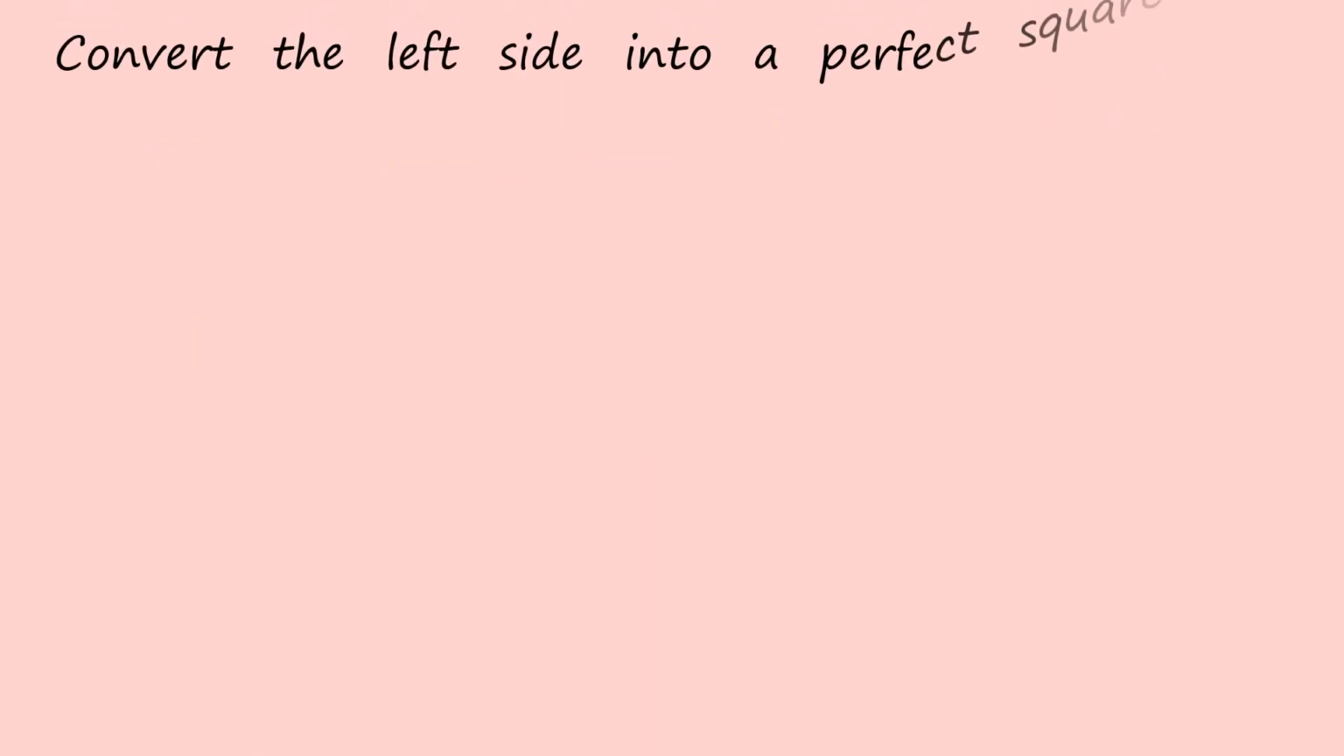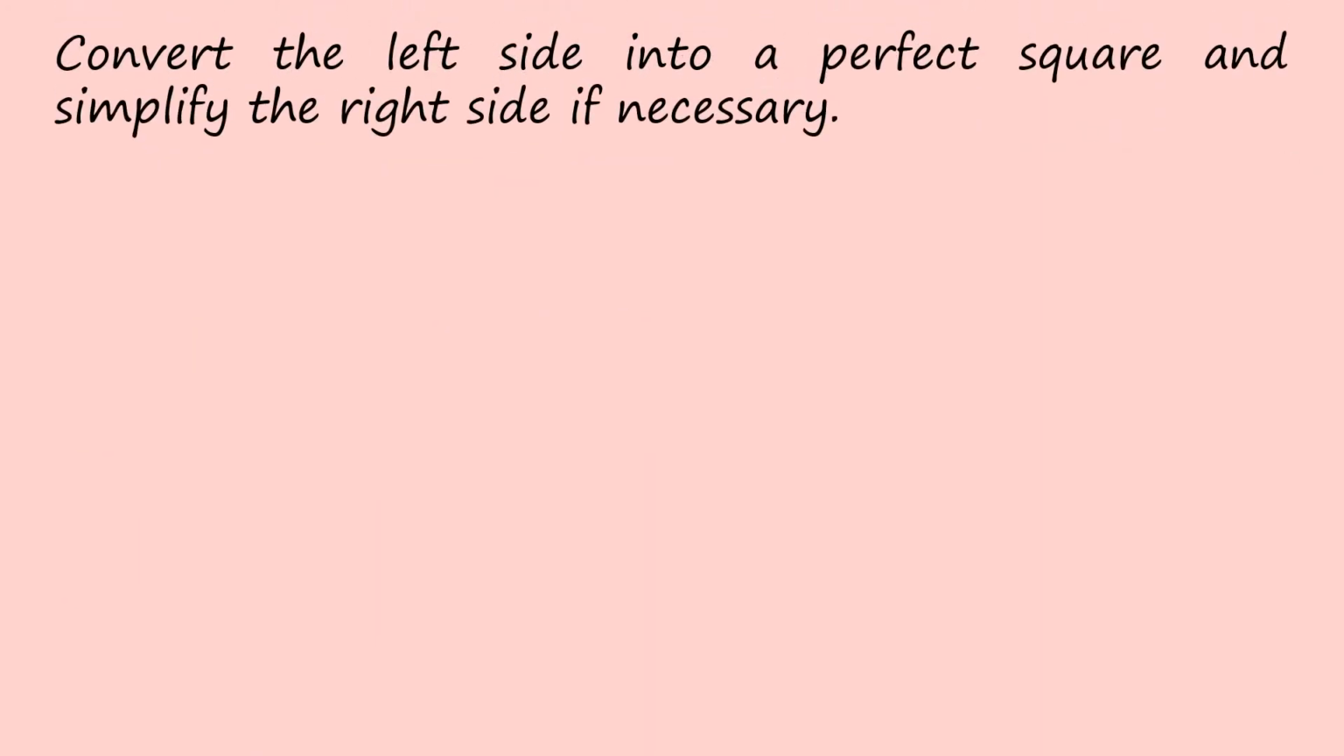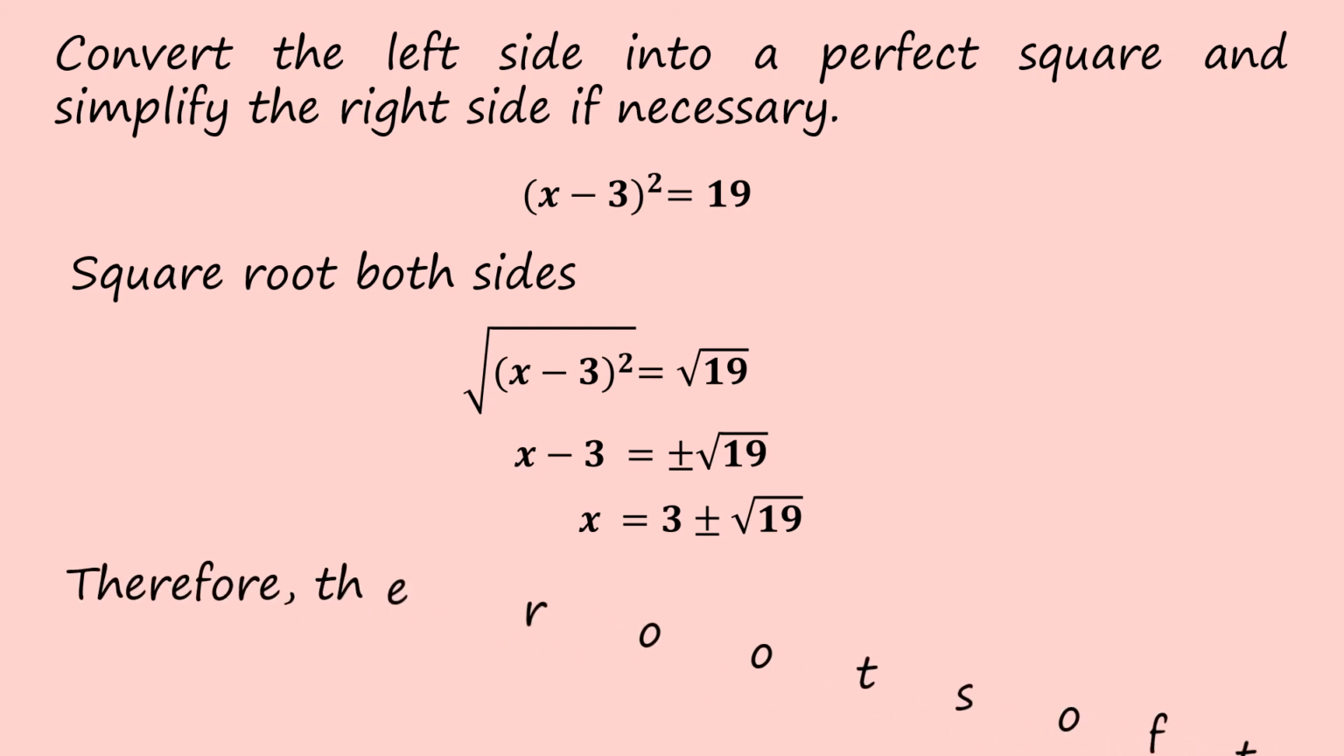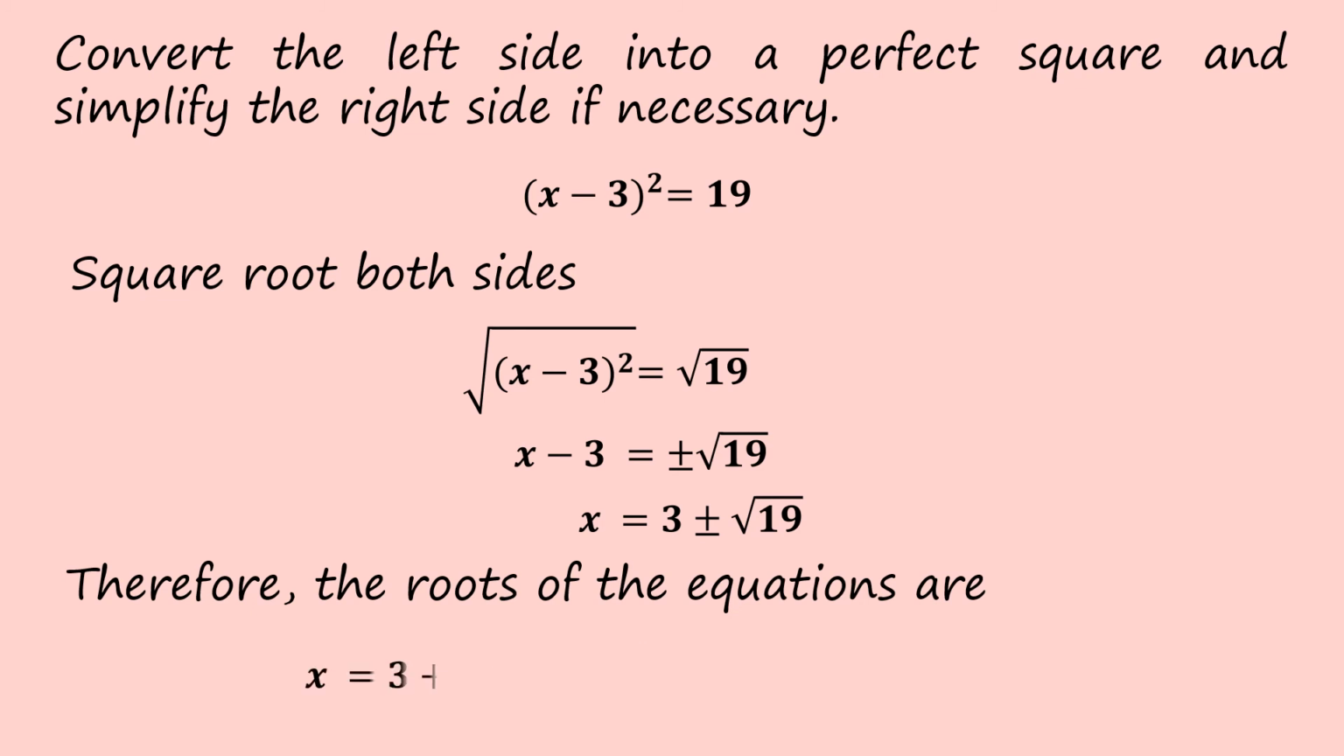We need to convert the left side into a perfect square and simplify the right side if necessary. x minus 3 all squared equals 19. Square root both sides. We have the square root of x minus 3 all squared equals the square root of 19, which gives x minus 3 equals plus or minus square root of 19, which is x equals 3 plus or minus square root of 19. Therefore, the roots of the equation are x equals 3 plus square root of 19 or x equals 3 minus square root of 19.